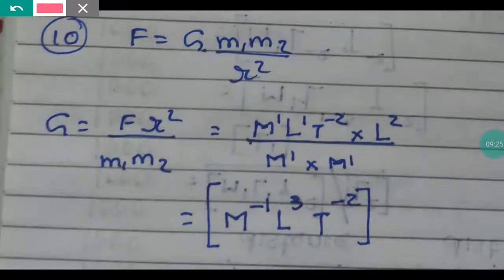Now put the dimensions of force. This is the dimension of force. Put the dimensions of R square, that is L2. Put the dimensions of mass, that is M1. Put the dimensions of another mass, which is again M1. Just go for the solution, and this is what you get.